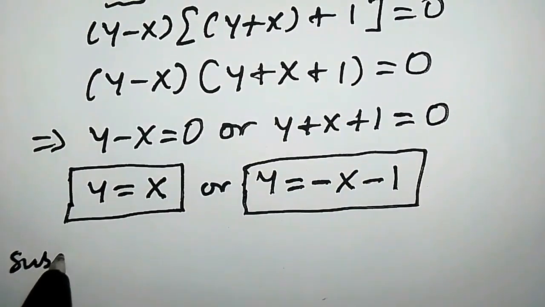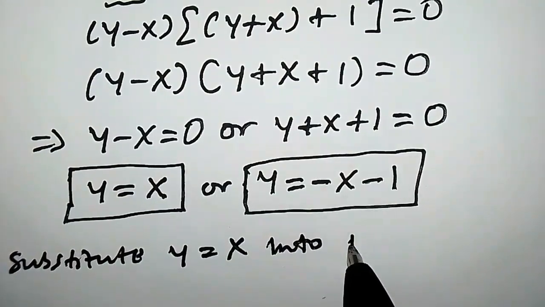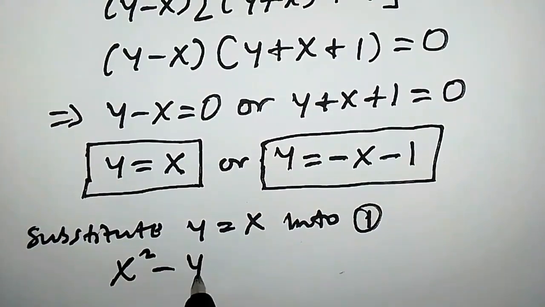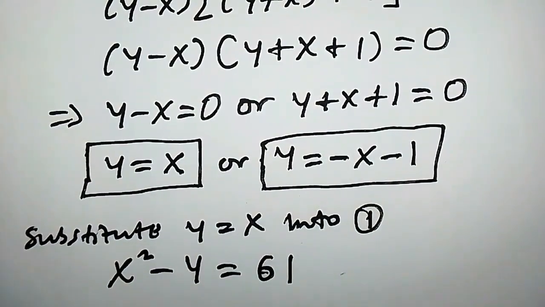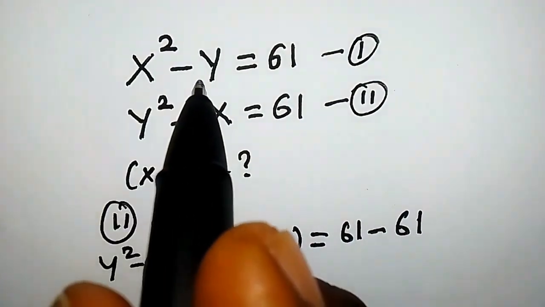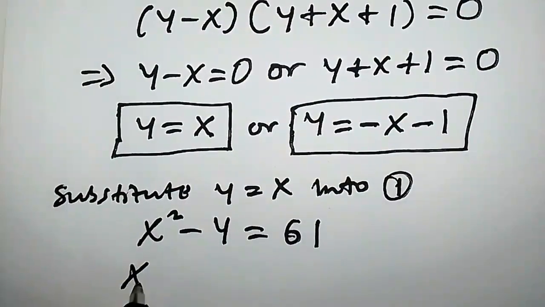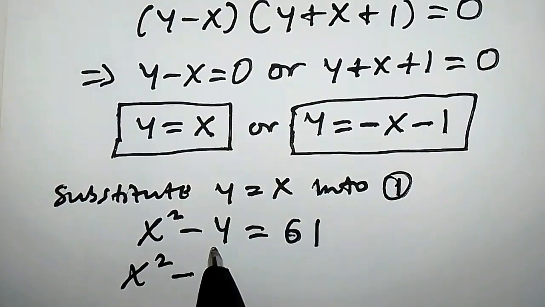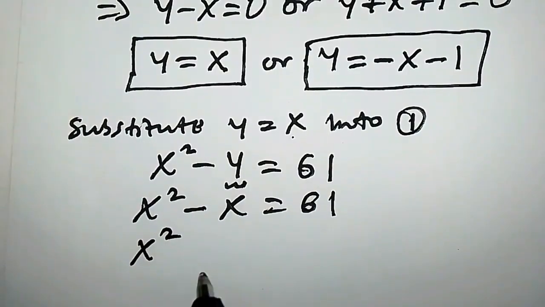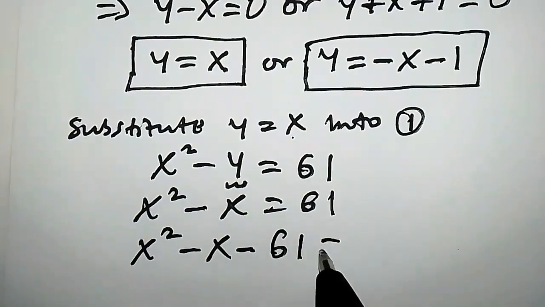Now, substitute y equal to x into equation 1. What is equation 1? Equation 1 is x squared minus y equal to 61. Let me show you. Let's proceed further. So, x squared minus, we will now replace this particular y with x, equal to 61. X squared minus x. When we transfer 61 to the left side, we have minus 61 equal to 0.